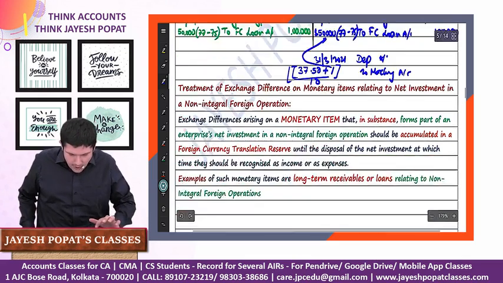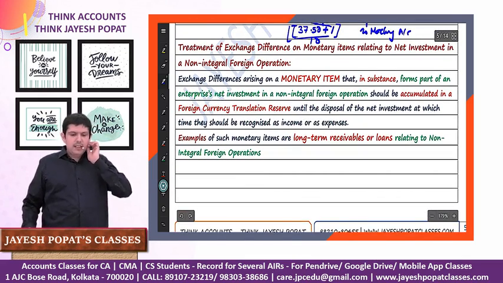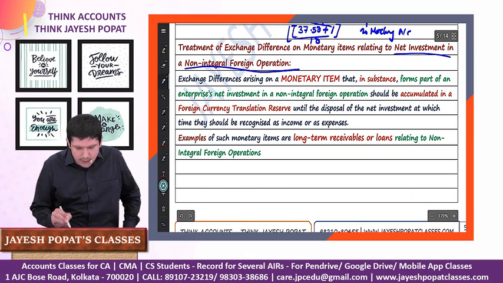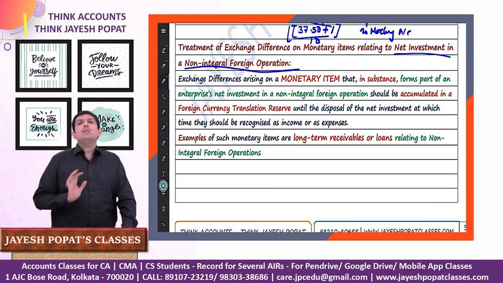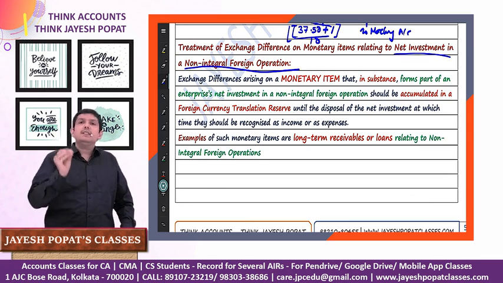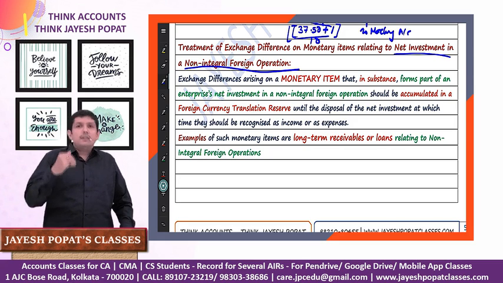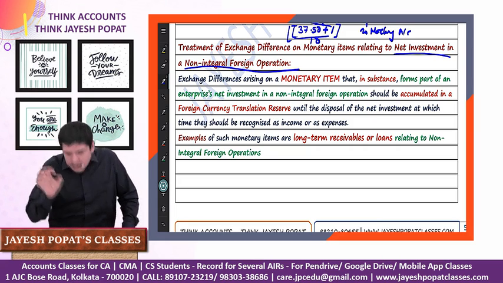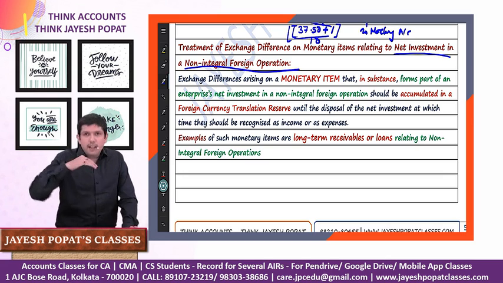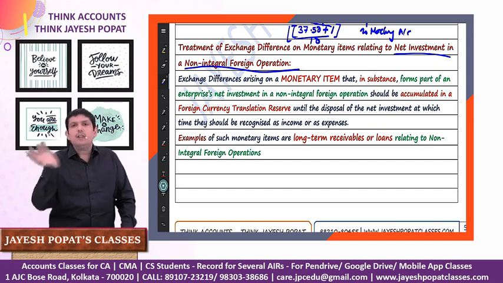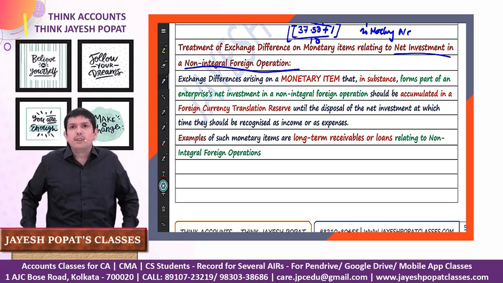Clear? Now we'll talk about treatment of exchange difference on monetary item relating to net investment in non-integral foreign operation. We are yet to talk about non-integral foreign operation, but as a heads up, any exchange difference in case of a non-integral foreign operation, we don't take it to the statement of profit and loss. We accumulate it in an account called FCTR account, foreign currency translation reserve account, and when that operation is disposed or sold off, entire accumulation in FCTR account is debited or credited to the statement of profit and loss.